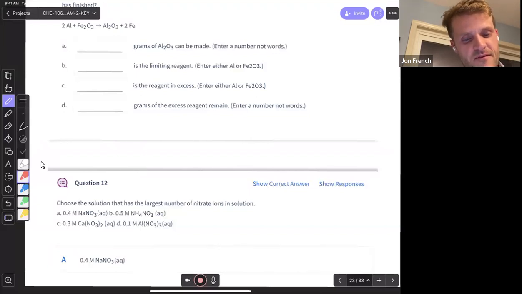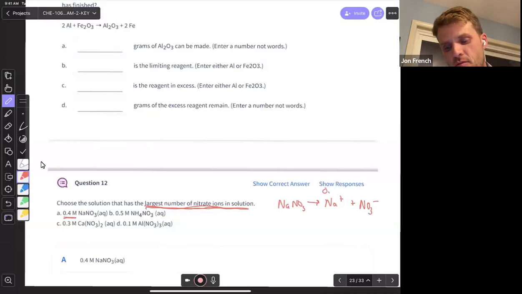All right. For this one, to figure out what has the largest concentration of nitrate ions in solution, we have to figure out how it ionizes. So sodium nitrate ionizes 1-to-1, 1 sodium and 1 nitrate. So if I have 0.4 molar, I'm going to have 0.4 molar sodium and 0.4 molar nitrate.